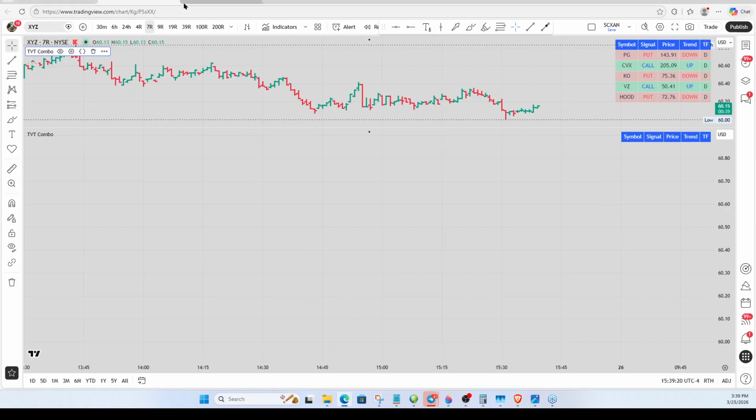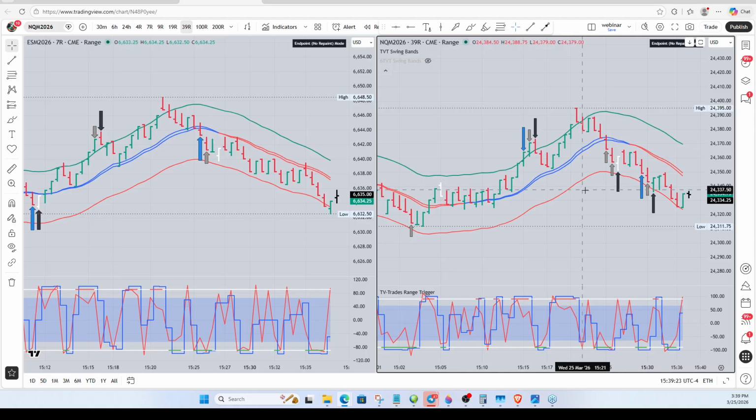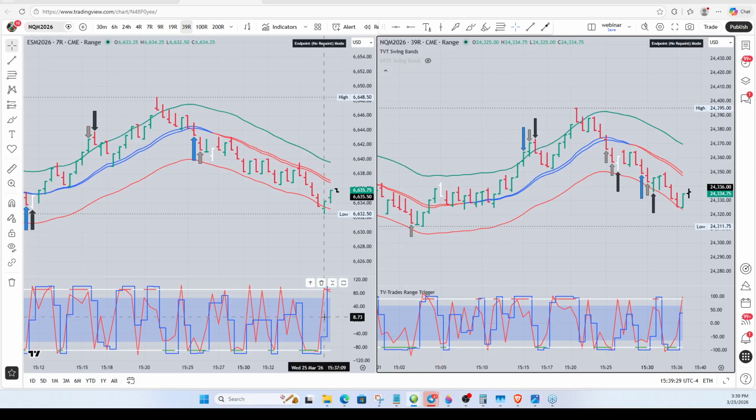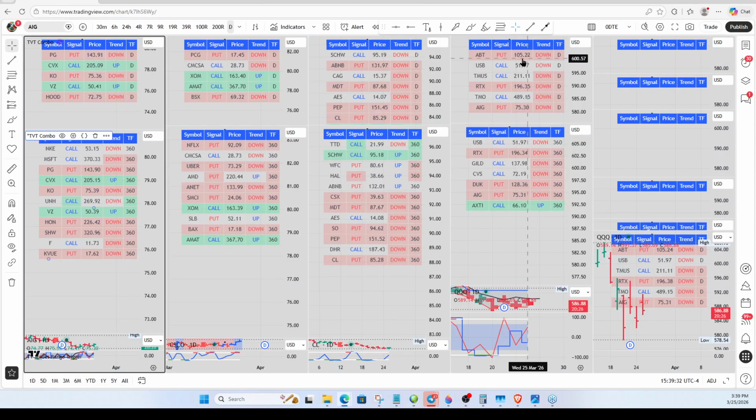Okay. I still don't have a trade. That is the NQ right there. That's not a valid trade here on this one. Okay. Back in here for a second.